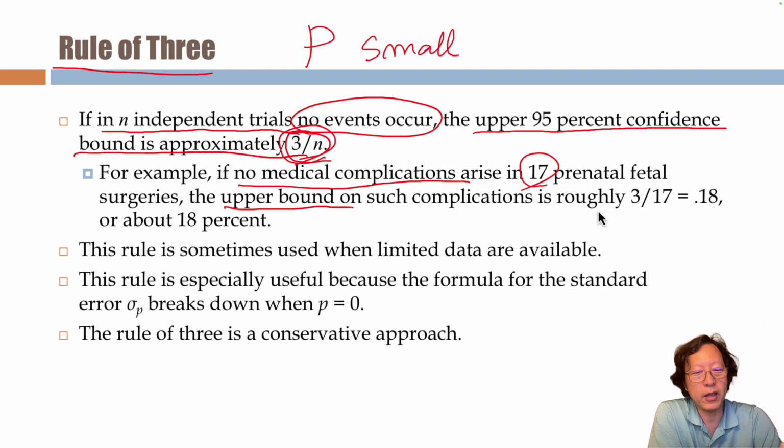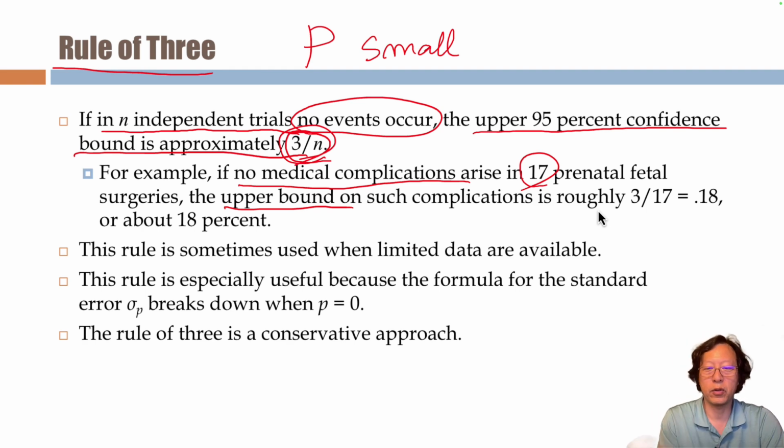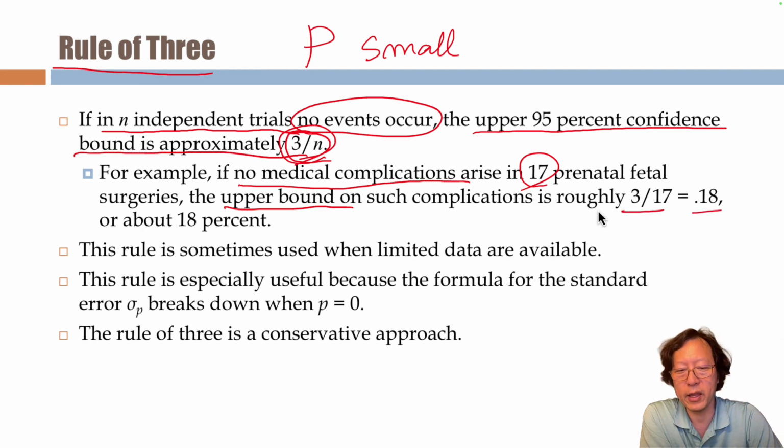I can tell this should be less than 3 divided by n. So if you divide 3 by 17, you will get 0.18, which means the proportion of medical complication will be less than 18%.